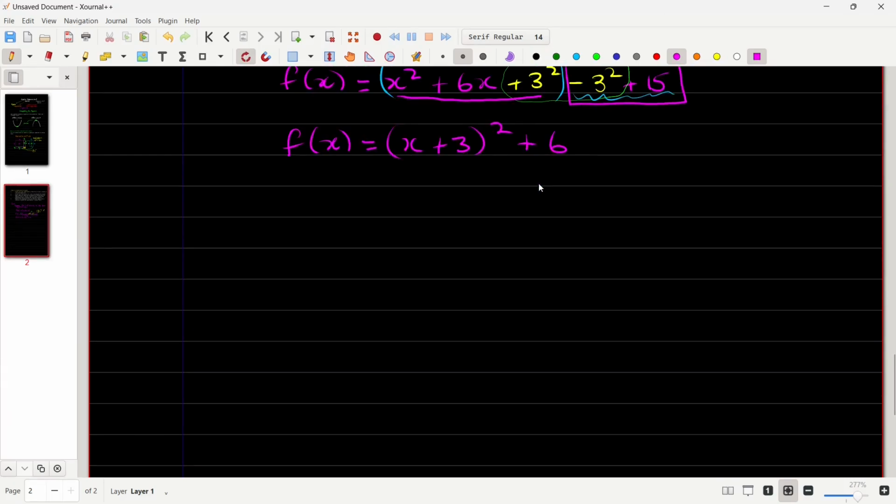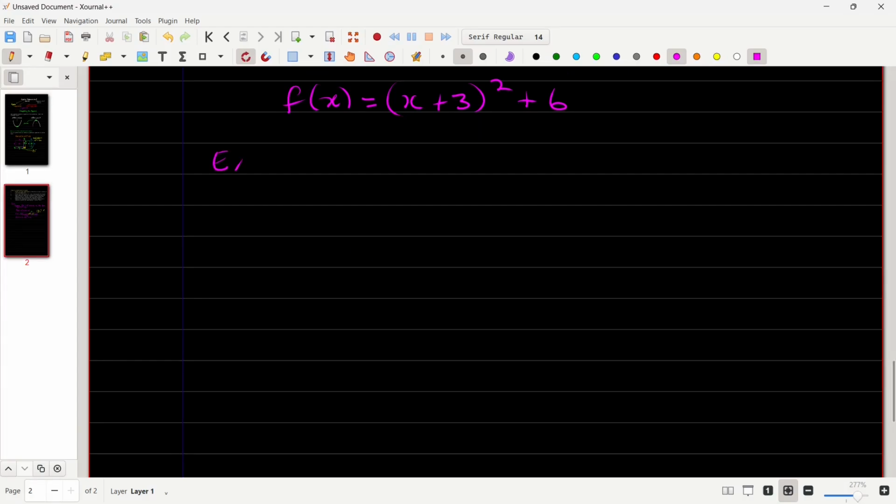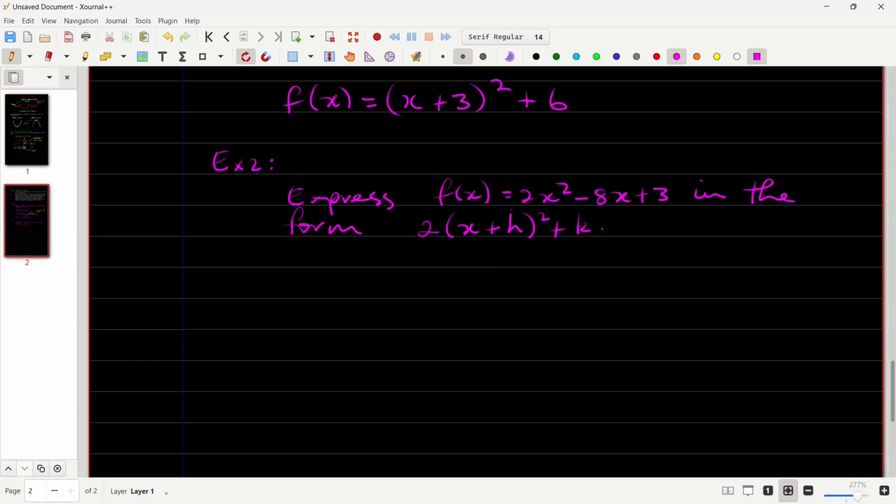This time, let's not have an a equal to 1. So example, right, so we're required to express f of x equal to 2x squared minus 8x plus 3 in the form of 2 into (x plus h) squared plus k. All right, let's solve this. So the first thing we do is rewrite the equation.